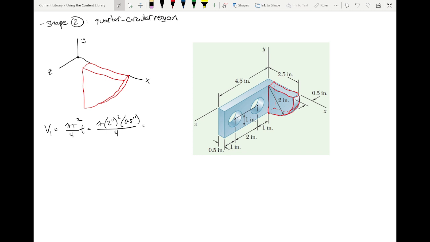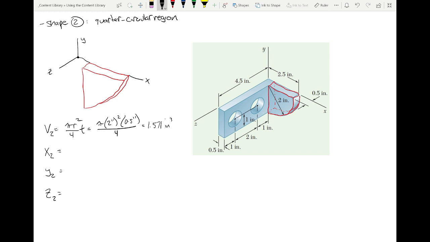Pi over 2, which is, come on, we're engineers. There we go, 1.571 cubic inches, okay? And so, why did I say shape? Though, that's not subscript 1, that's subscript 2. That's volume 2. So now, what I also need is an X2, a Y2, and a Z2.